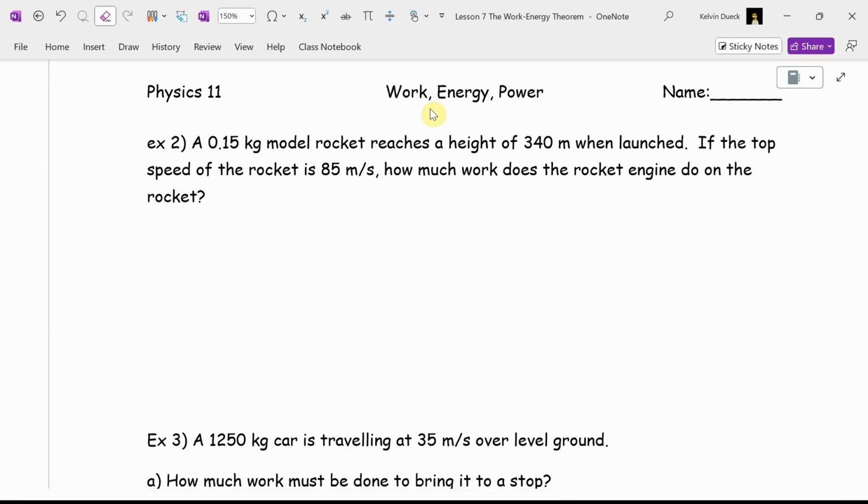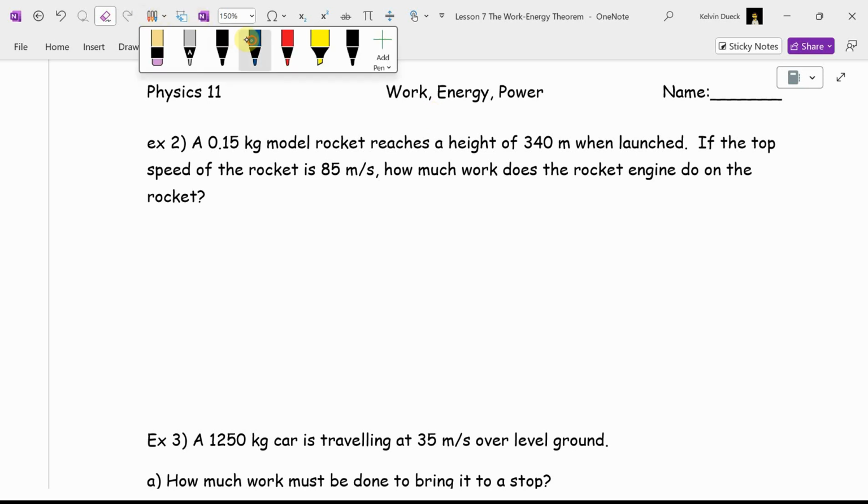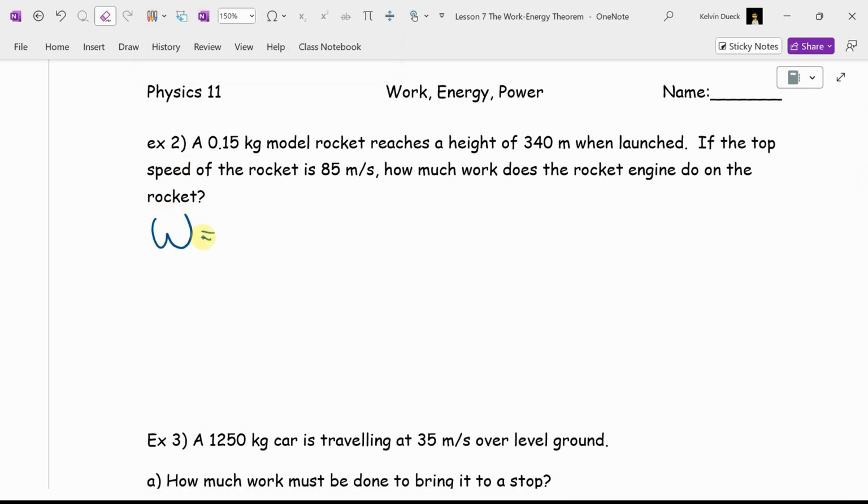A model rocket reaches a height of 340 meters when launched if the top speed of the rocket is 85. Matt, what's this question asking me to find? Now, my first thought, don't write this down. I would always start there because it's the least amount of work, no pun intended.